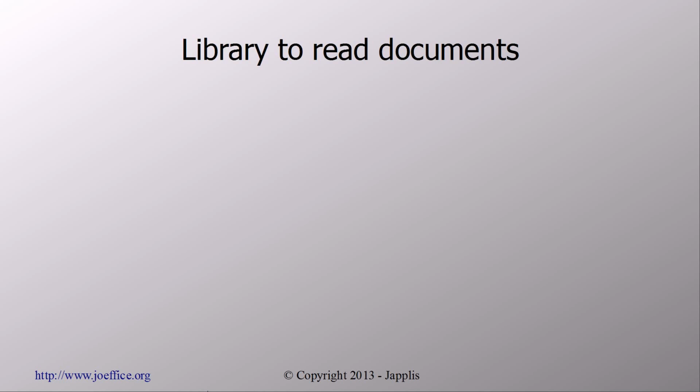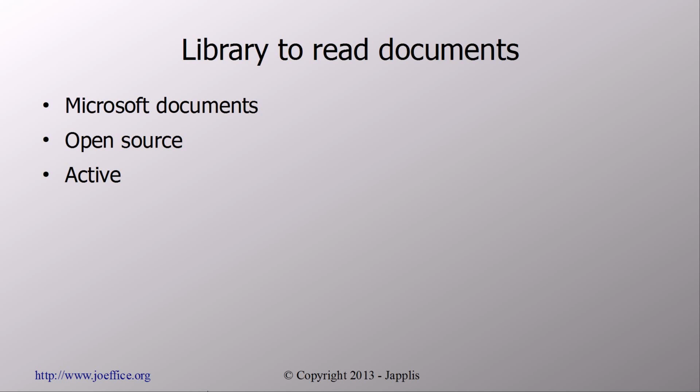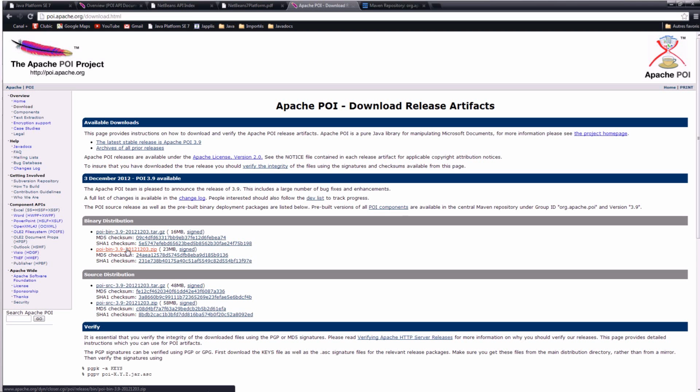Now we're going to add a new library. It's a library to read documents. We want to read Microsoft documents because it's the type of document that is still the most used in business companies. It has to be open source. I'm an open source project, so I cannot use proprietary software, and I'd like it to still be active, because it's going to be a problem if there are bugs. So I'm going to choose Apache POI for it. It's a very well-known Apache project, used quite a lot.